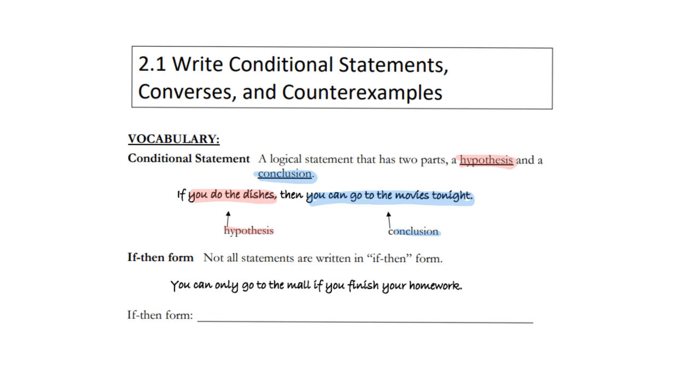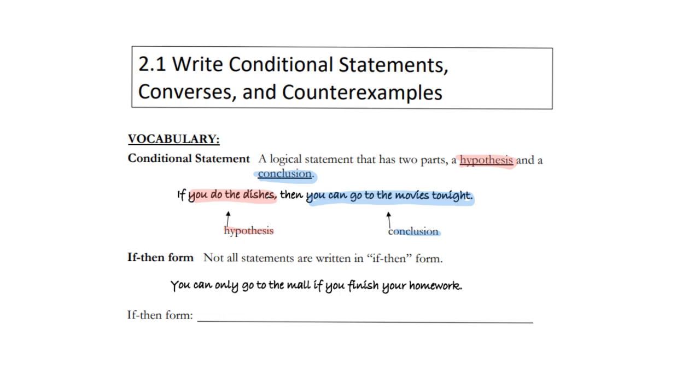So many times our conditional statements will be written in this format called if-then form. If the hypothesis is met, then the conclusion will follow. But not all of them are written in if-then form. Sometimes it might be written like this. Again, something you might hear at home. You can only go to the mall if you finish your homework.